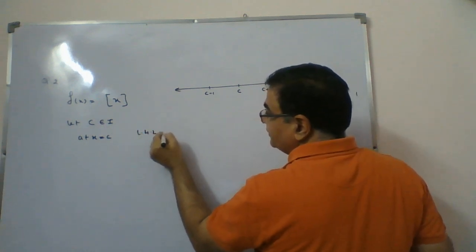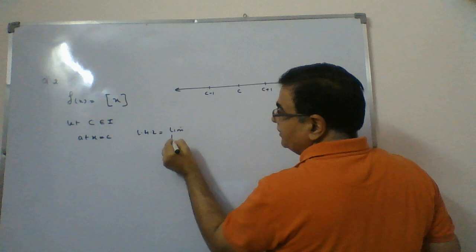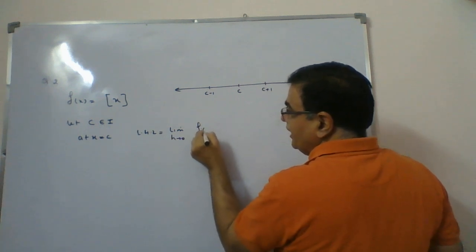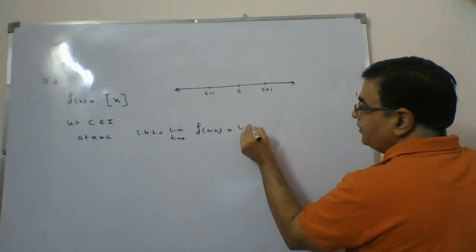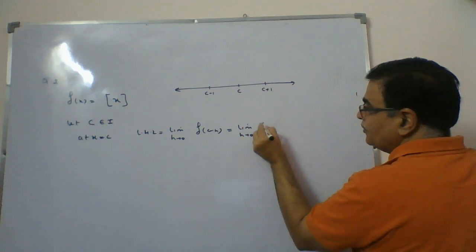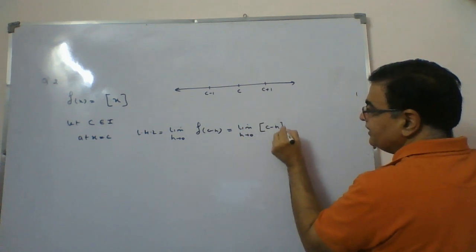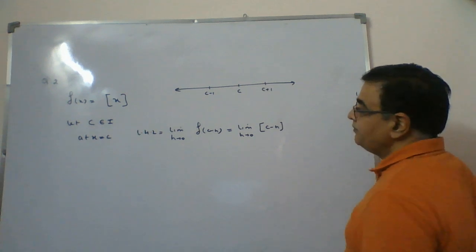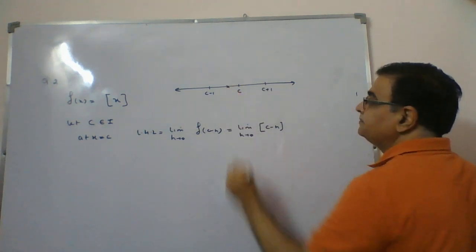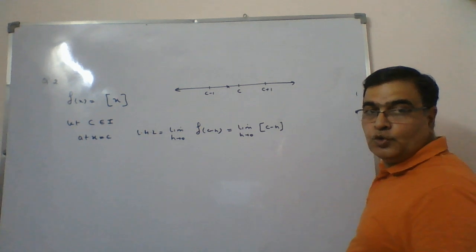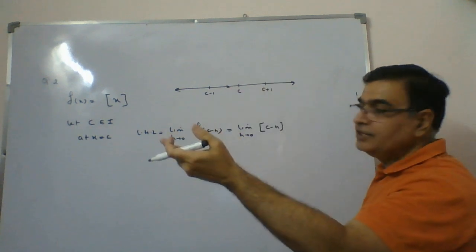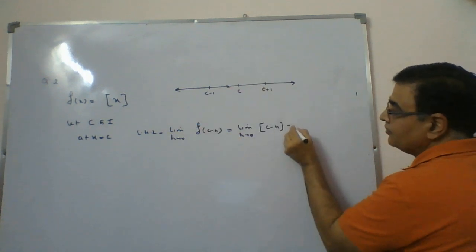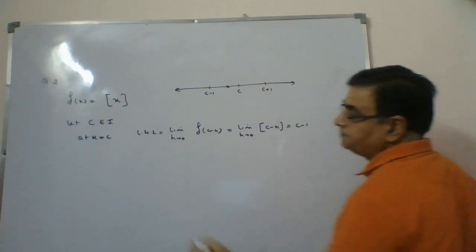Left hand limit. It says limit h approaches 0 of f(c minus h), or I should say limit h approaches 0 of the greatest integer of c minus h. c minus h means somewhere here. And I told you in the greatest integer function, wherever you plot this on the number line, whatever the first integer below is will be my answer. So it will come out to be c minus 1.